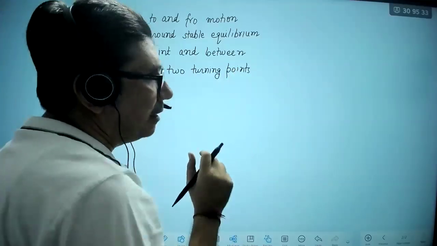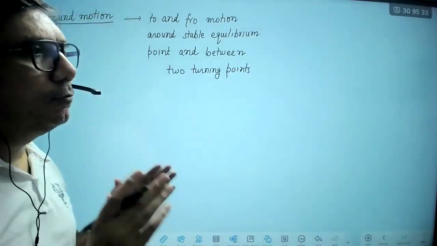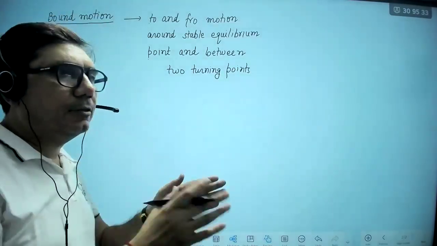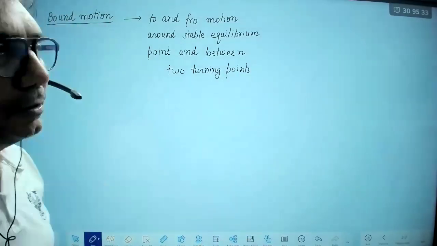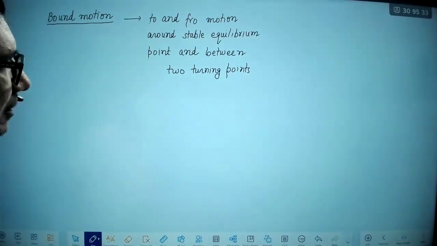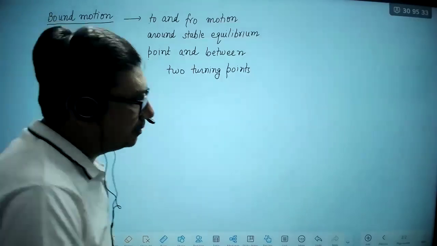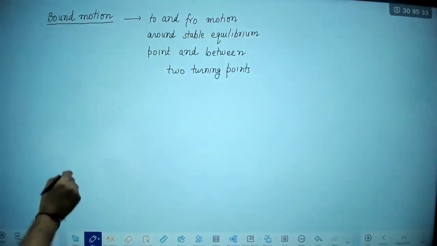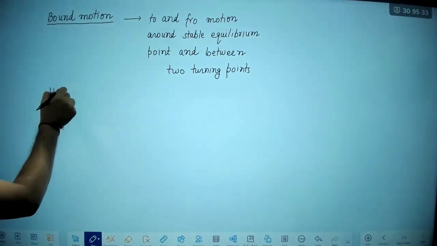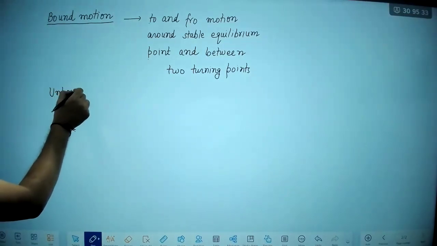When I discuss phase trajectories, I will give you many examples of bound motion as well as unbound motion. So we were here in the last class. Now, next is unbound motion, beta.